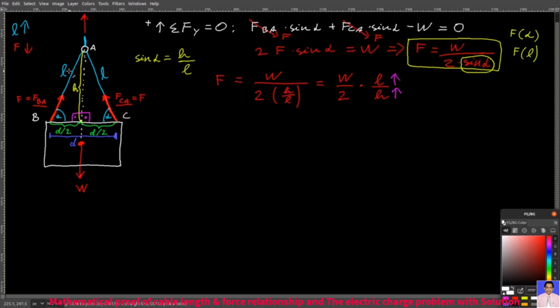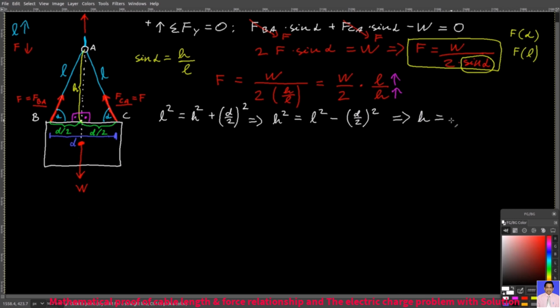So I can use the Pythagoras theorem where I say that L squared equals h squared plus d over 2 squared. That can be rewritten like this: h squared equals L squared minus d over 2 squared. That means that h equals the square root of L squared minus d squared over 4. And now I will replace this h with this expression here.